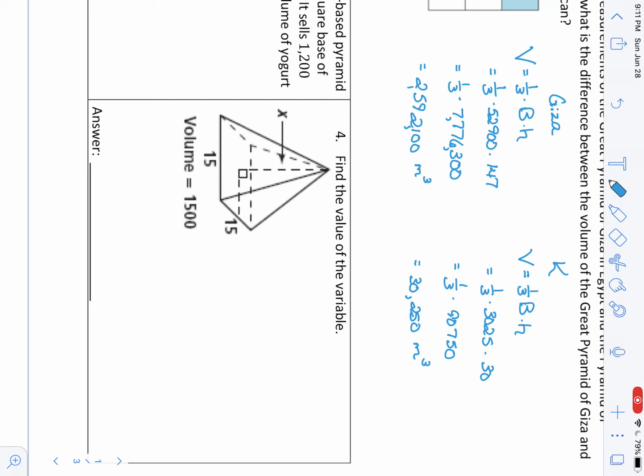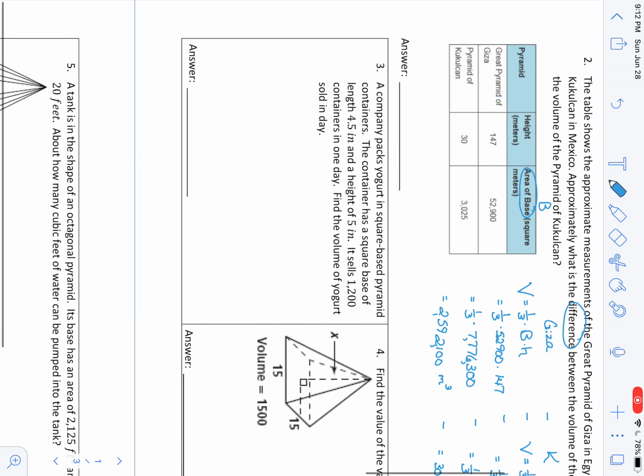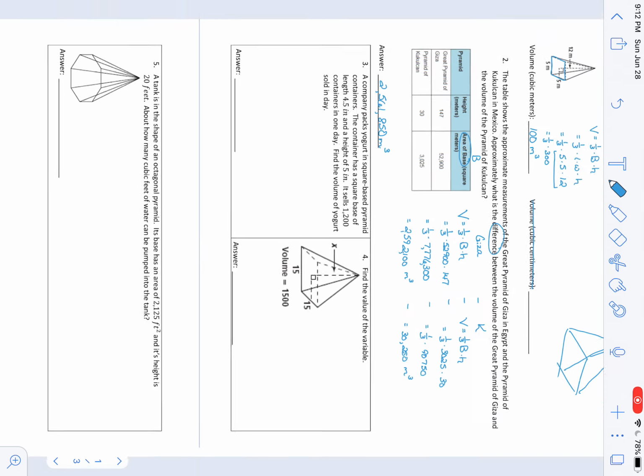30,000 cubic meters is large, but compared to the Giza one in Egypt, 2 million, that's why that's called the Great Pyramid, and I don't even know how to pronounce the other one because it's so much larger. So if it wants to know the difference between these things, I need to subtract these two volumes. So I'm going to take the 2 million number and subtract the 30,000 number, and the difference in the volumes of these two different pyramids is 2,561,850 cubic meters. The one in Egypt is so much larger than this one that's in Mexico.